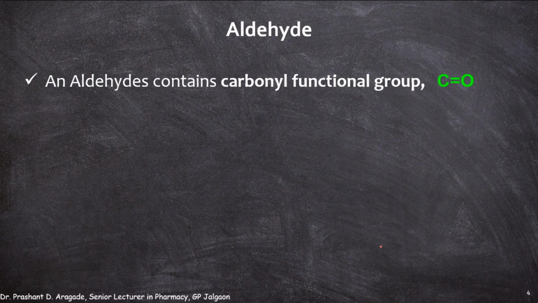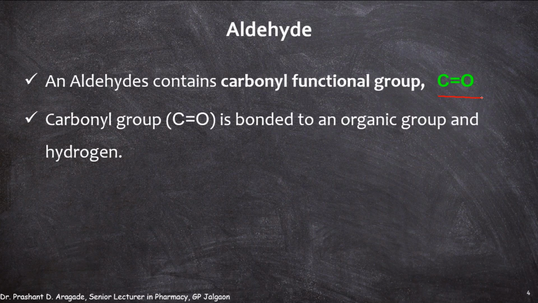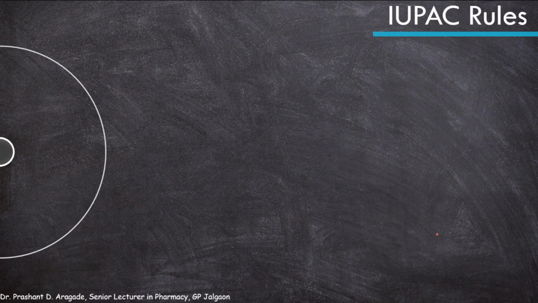Aldehyde contains the carbonyl functional group, that is C double bond O, and this carbonyl functional group is bonded to an alkyl group and one hydrogen atom, like this. So this is the carbonyl functional group which is attached to one alkyl group and one hydrogen atom. That functional group is called the aldehyde functional group. Generally, it is represented by RCHO. So this is the aldehyde functional group.